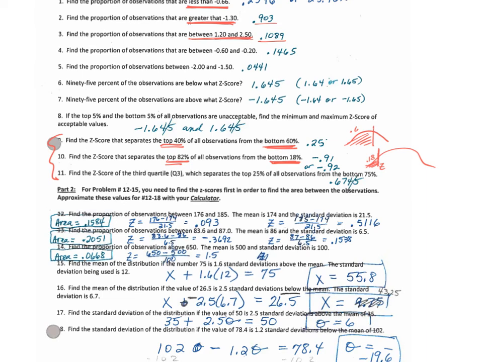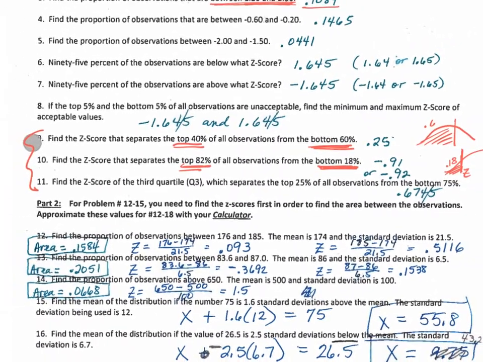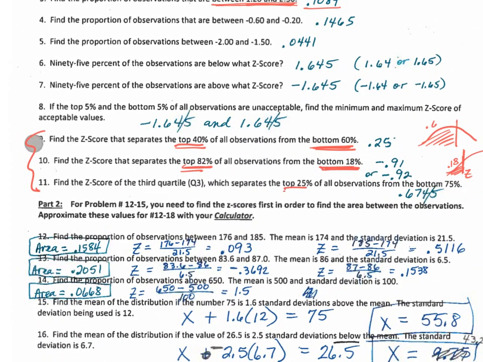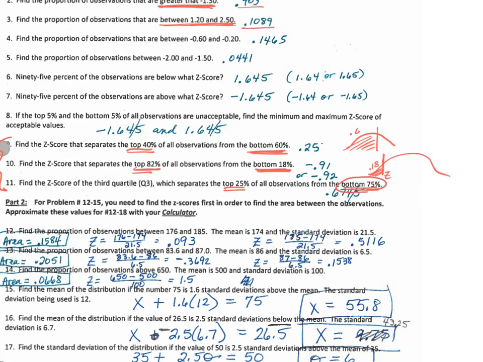And then number 11, find the z-score of the third quartile. So that Q3 separates the top 25% from the bottom 75%. Which number do we put into inverse norm? This bottom 75%. So we're going to do inverse norm of 0.75 in our calculator, and that will give us the z-score at that spot.